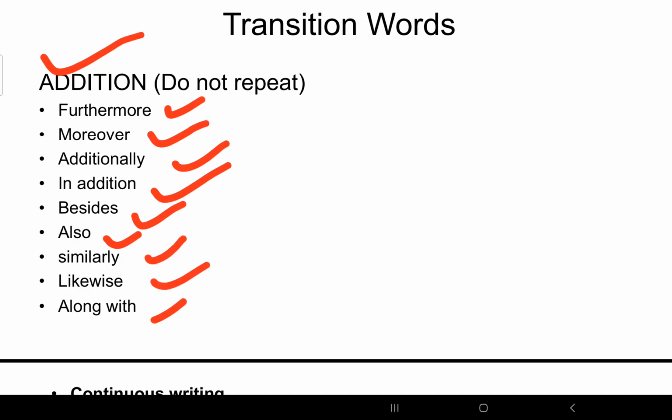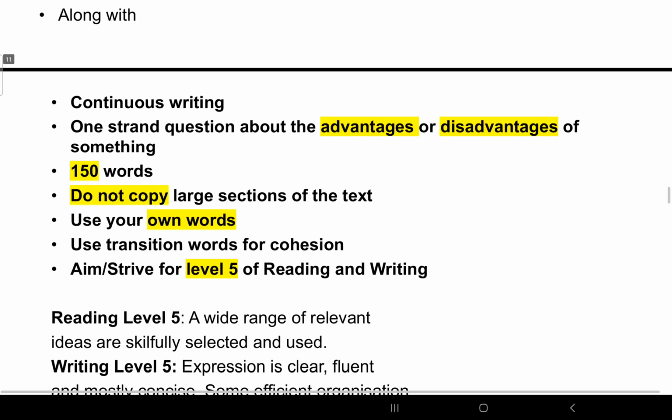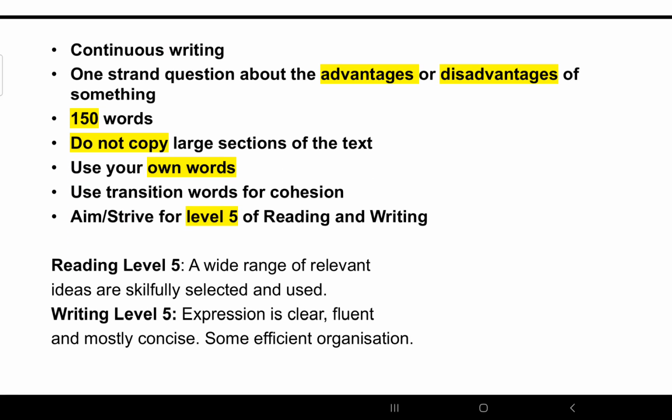You can write these transition words of addition, because you are just writing about one thing, advantages or disadvantages. So you will just keep on adding up the ideas. There's no need to go towards the other side or write something that is totally different. So we do not need transition words like however or on the other hand or on the flip side. You just need transition words of addition. That makes it continuous writing.